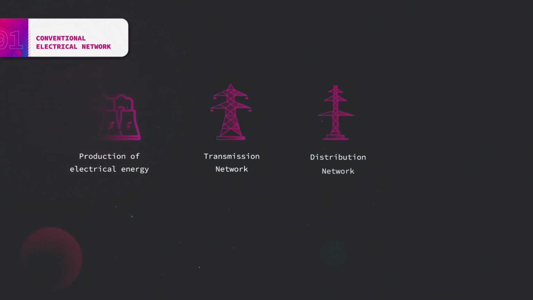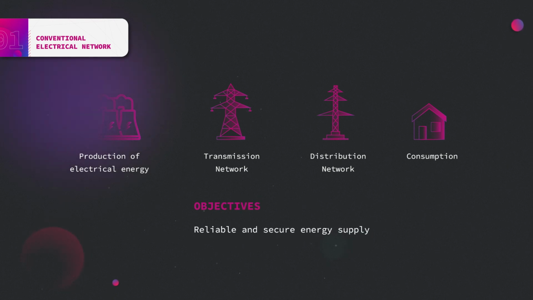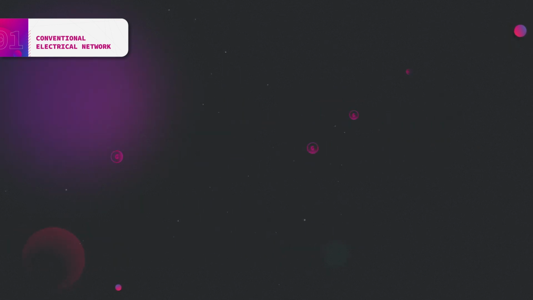In conventional electrical networks, electrical energy is generated in power plants, and then transmitted and distributed through transmission and distribution networks to end consumers. The main goal is to maintain reliable and secure supply of electrical energy to consumers while reducing operational costs. In many cases, power plants are not located near heavily populated areas. Therefore, electrical energy has to be transmitted over long distances through transmission networks.